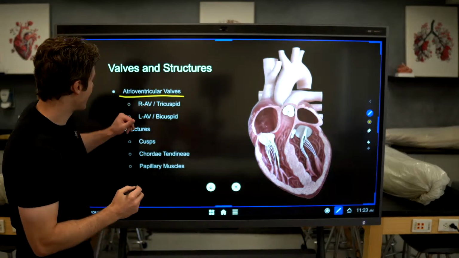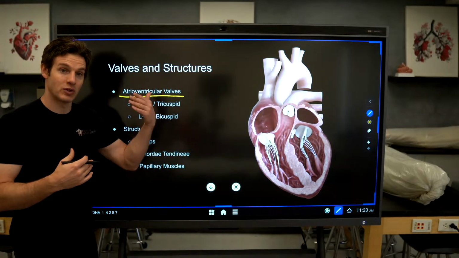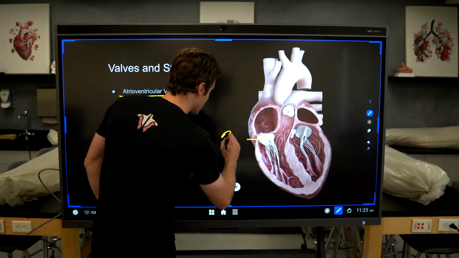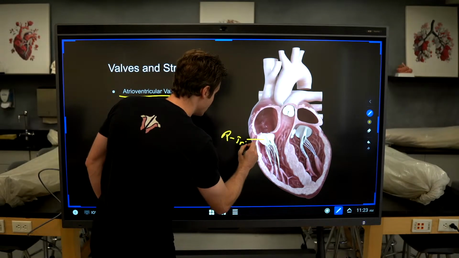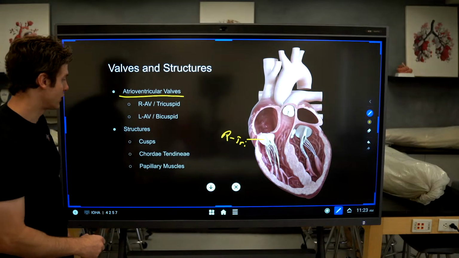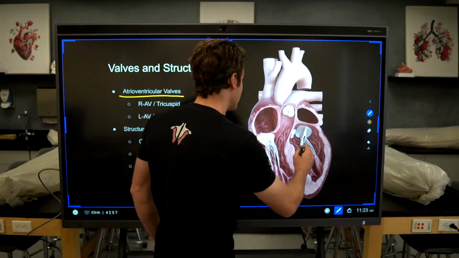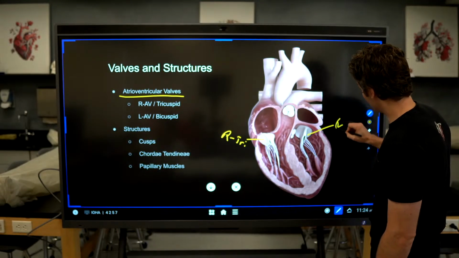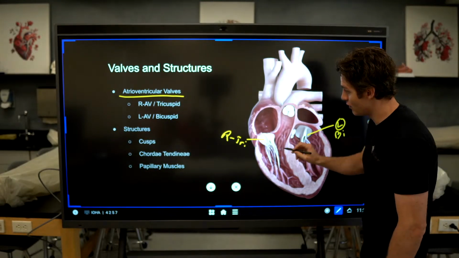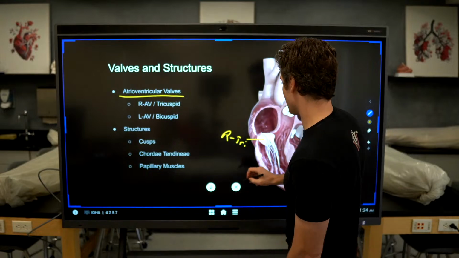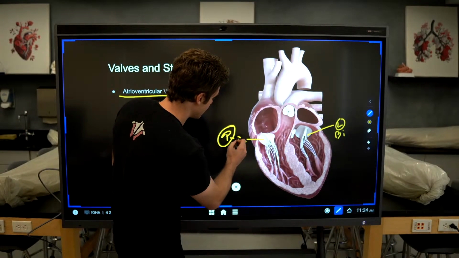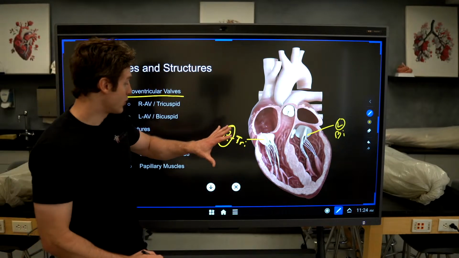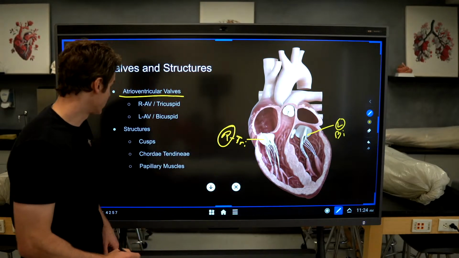Let's break down that name. Atrioventricular is a valve between the atrium and the ventricle. Our right one is actually referred to as the tricuspid valve, that's the right atrioventricular valve. And then over here, we have the left atrioventricular valve, most often referred to as the bicuspid valve. That was not very good writing there. That's an R, just so everybody knows, and that's a T for tri. I'm just making it worse there. But those are the specific valves that we're going to see between the atrial and ventricular chambers.